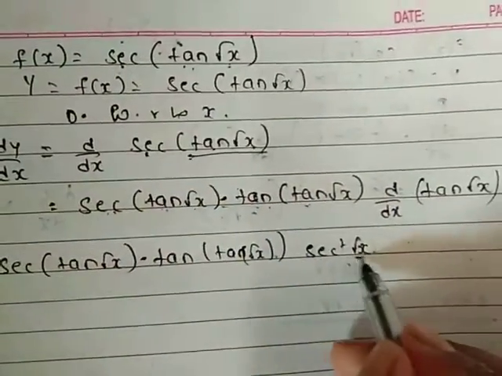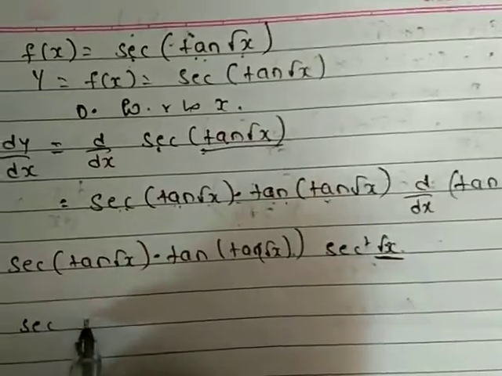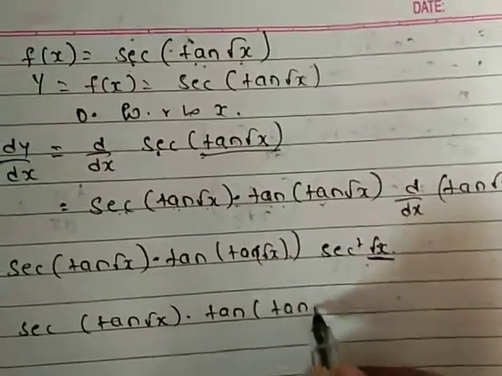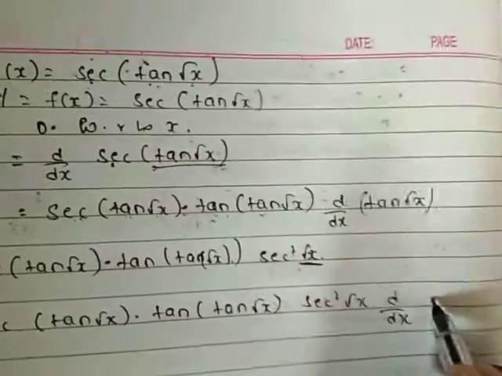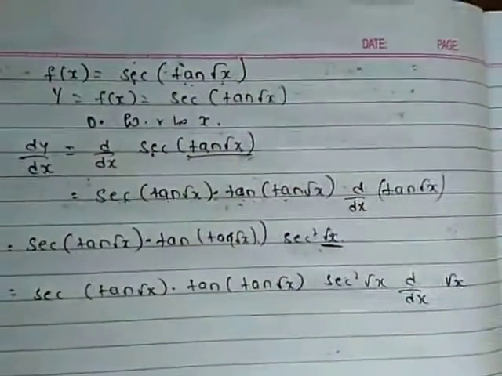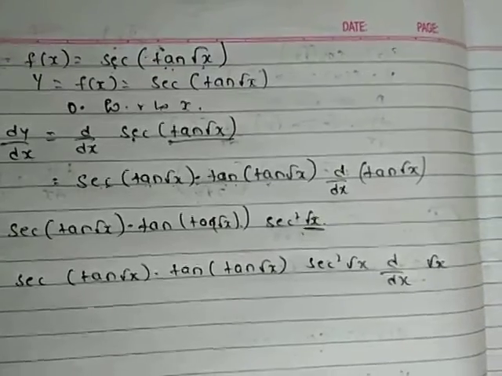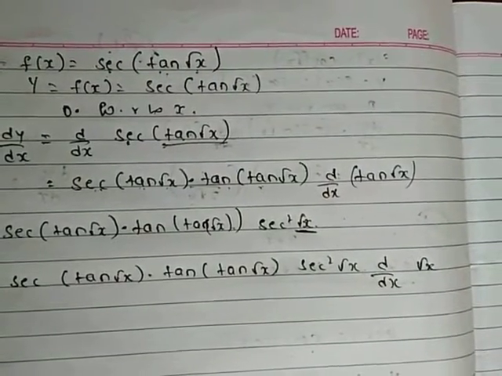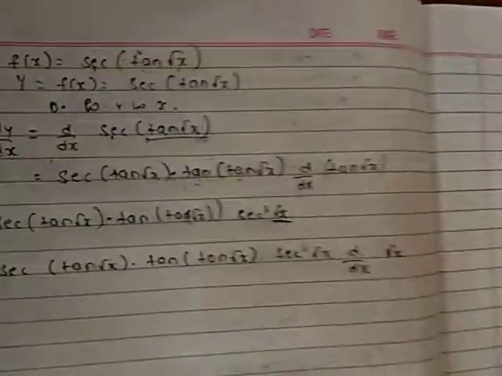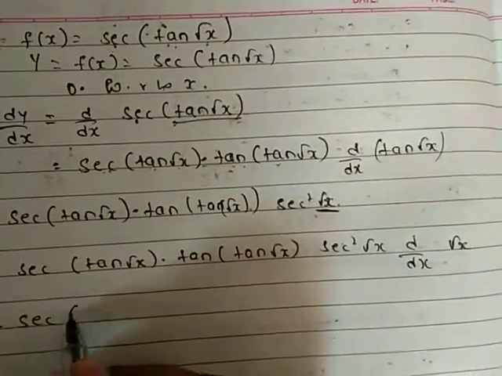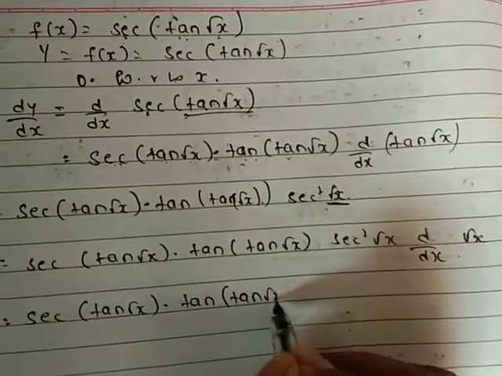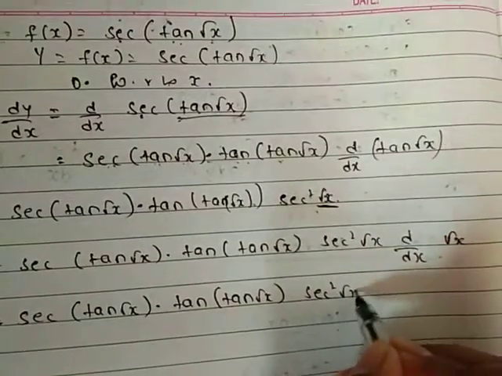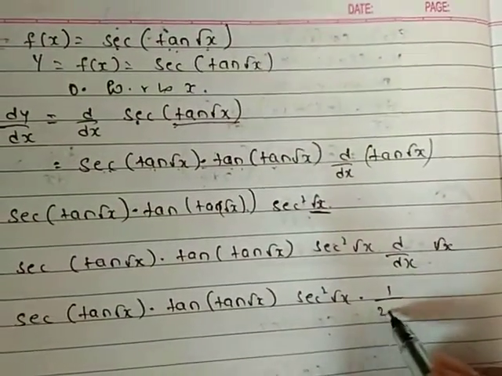Again we need to differentiate root x here. So secant tan of root x into tan of root x, into secant square root x, into d by dx of root x. Differentiation of root x means 1 divided by 2 root x.